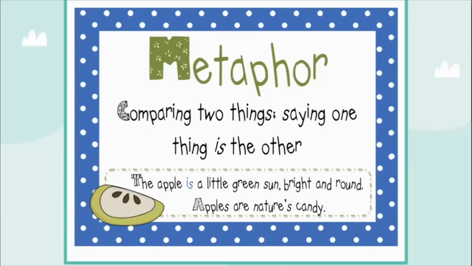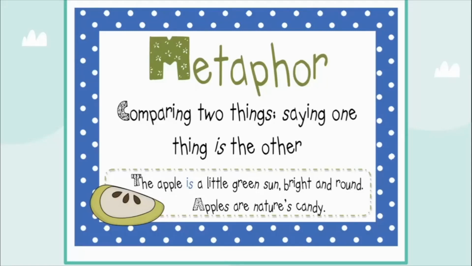So metaphor. What is a metaphor? When you compare two things, but you do not use words like or as, but you say that one thing is the other. You directly state that one thing is the other. Then it is a metaphor. For example, look at the sentence here. The apple is a little green sun, bright and round. So you are comparing apple to the sun. You are saying that the apple is the sun. And then in the second example, apples are nature's candy. Candy means chocolates. So here are examples of metaphor.